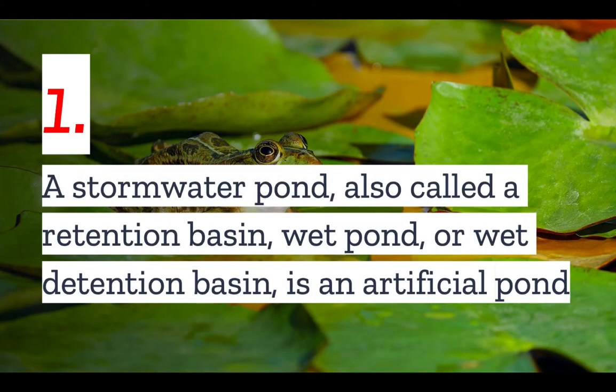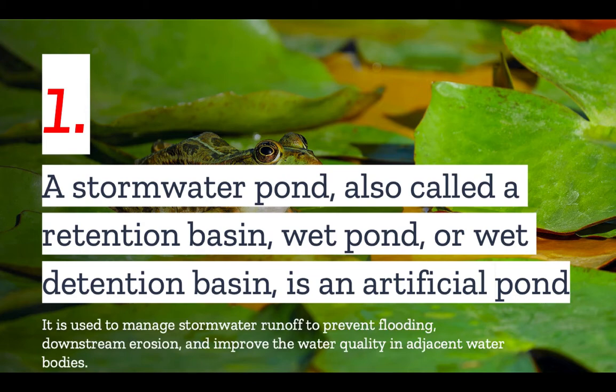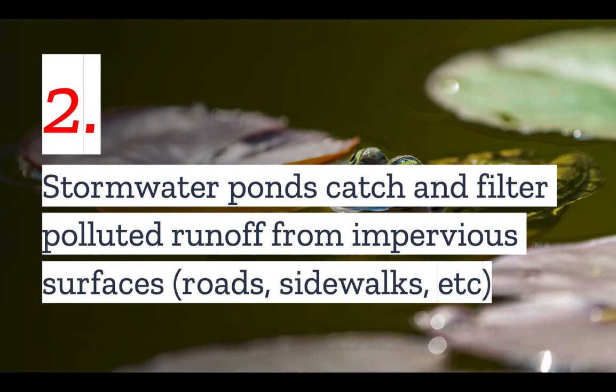Number 1, a stormwater pond, also called a retention basin, wet pond, or wet detention basin, is an artificial pond. And it is used to manage stormwater runoff in order to prevent flooding, downstream erosion, and improve the water quality in adjacent water bodies. Number 2, stormwater ponds catch and filter polluted runoff from impervious surfaces, such as roads, sidewalks, and buildings.